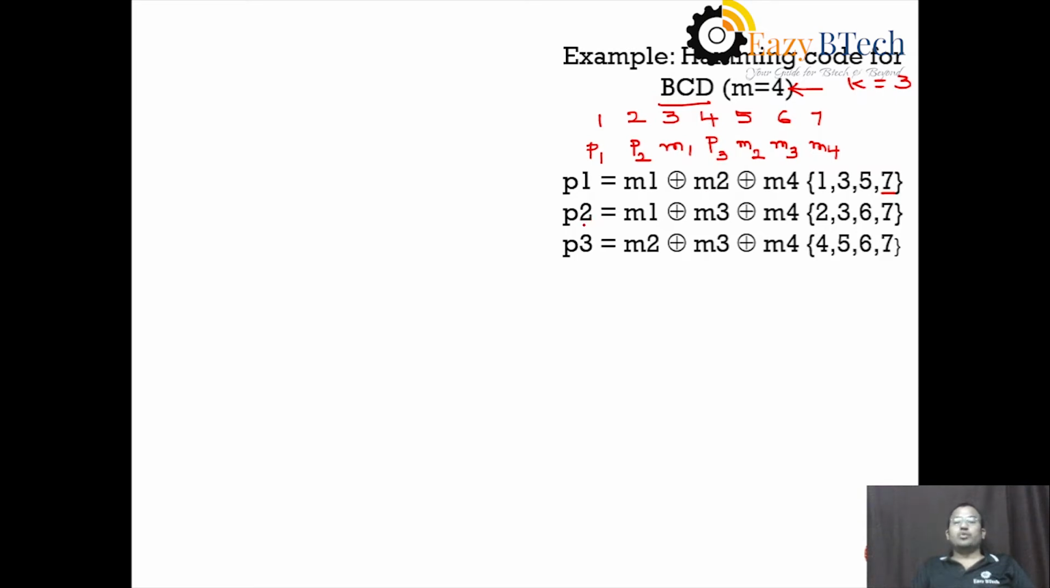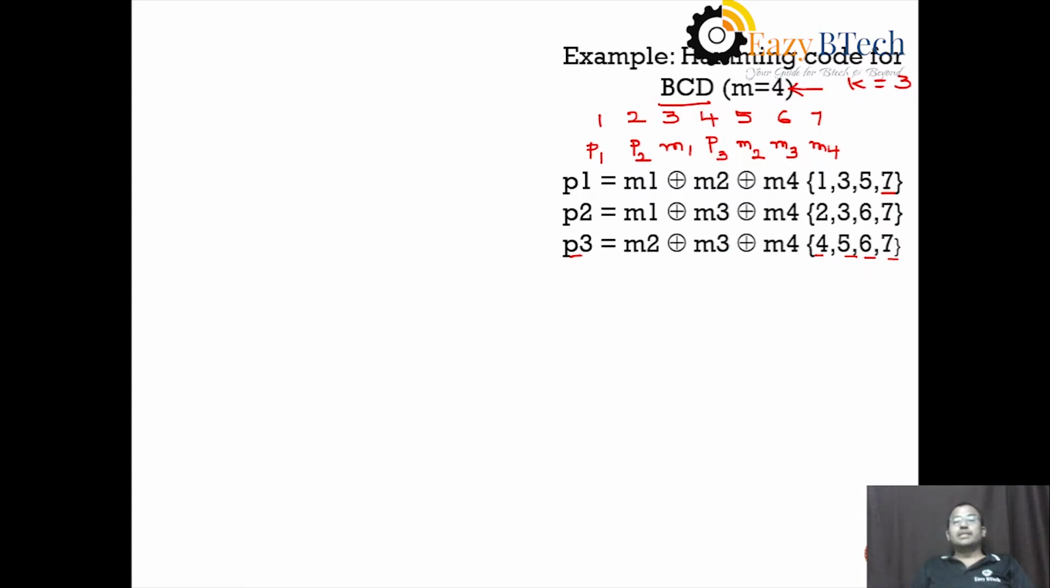Next, in order to calculate P2, we have to do the modulo sum of locations 2, 3, 6, 7. In the second position we have P2, in the third position we have M1, in the sixth position we have M3, and in the seventh position we have M4. Next, to calculate P3, we have to consider the locations 4, 5, 6, 7. In the fourth position we have the parity bit P3, and in the remaining locations 5, 6, 7 we have M2, M3, M4. So to calculate P3, we have to take the modulo sum of M2, M3, M4.